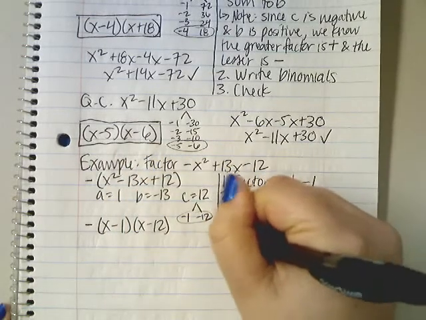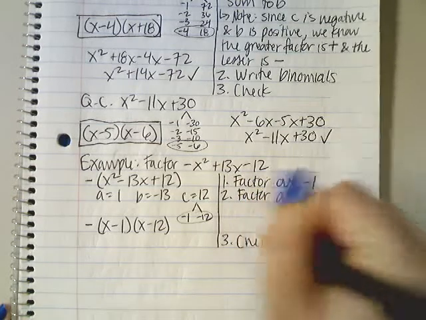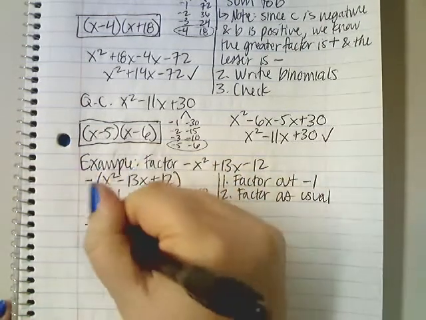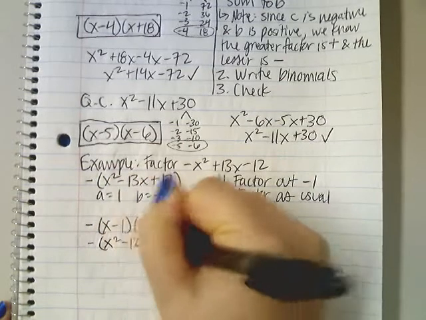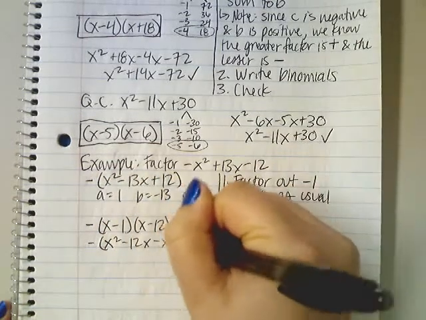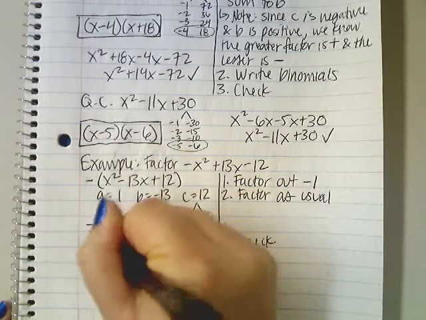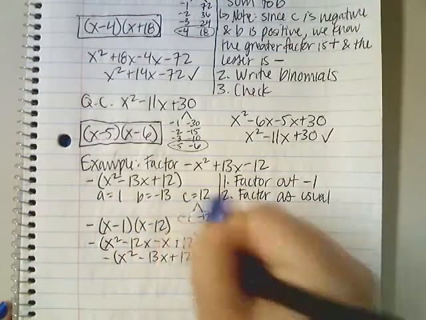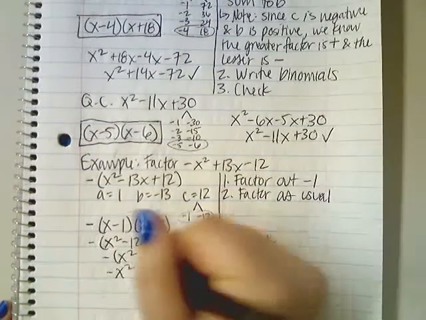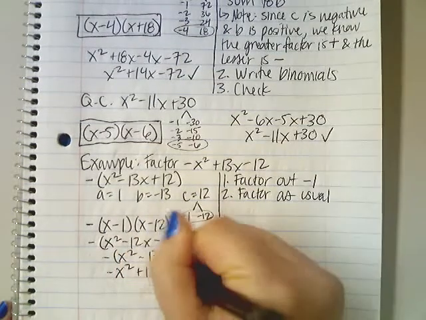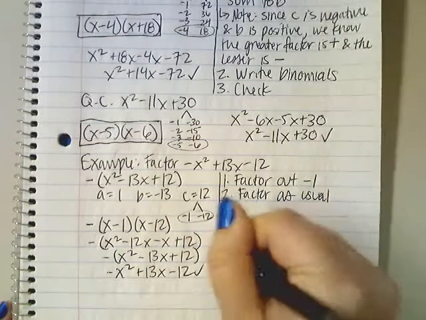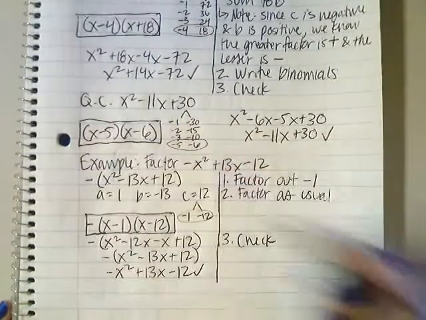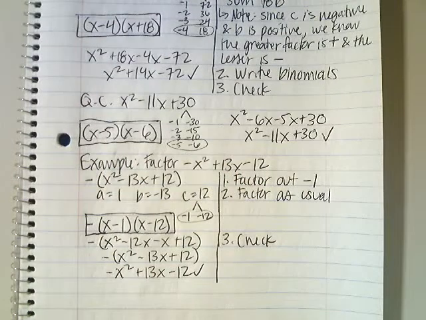So my last step is going to be to check this. So I'd have negative, if I do my normal FOIL method, x squared minus 12x minus x plus 12. If I simplify, I get x squared minus 13x plus 12. If I finally distribute my negative, I get negative x squared plus 13x minus 12, which is back to my original problem, meaning we had factored this correctly. So this is my factored form of that quadratic.